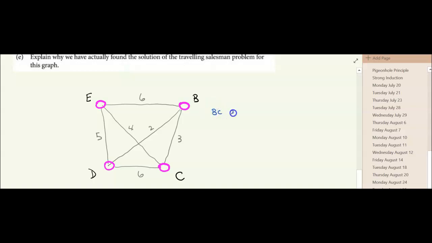So we go BC 2, BC 3, EC 4, ED is 5, EB is 6, and so is DC. Okay, and then I go and select.